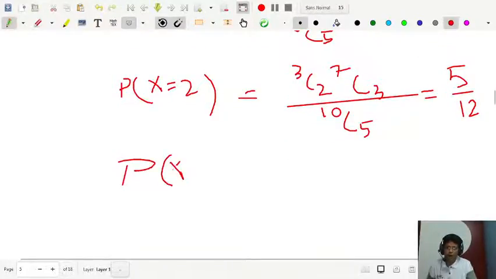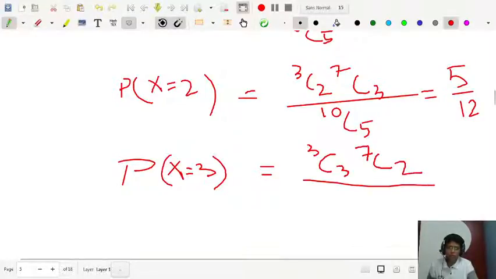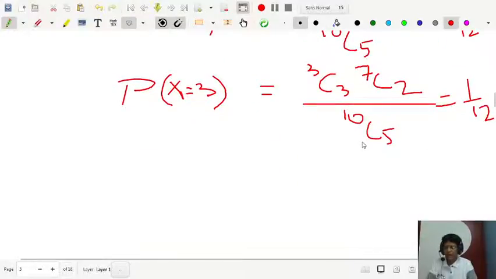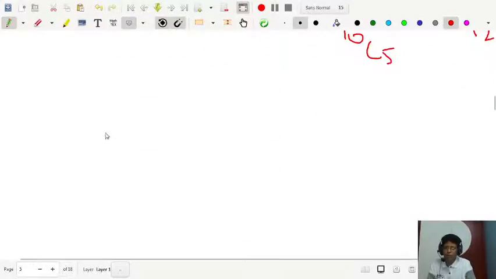Next, last one, probability x equal to 3. That means all 3 are white balls. So it will be 3c3 and 7c2, and that will be given by 10c5, and that is equal to 1 by 12. So this is the thing. Now you can write the distribution.